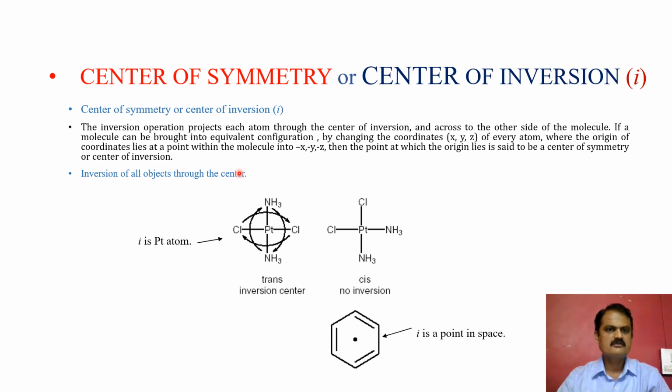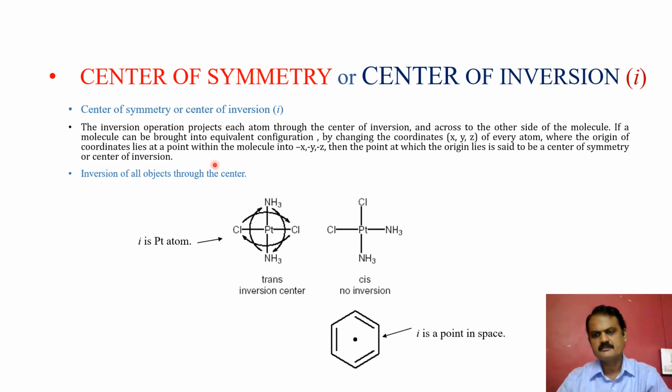The inversion operation projects each atom through the center of inversion and across to the other side of the molecule. If a molecule can be brought into an equivalent configuration by changing the coordinates x, y and z of each and every atom, where the origin of the coordinates lies at a point within the molecule, into minus x, minus y, minus z, then the point at which the origin lies is called the center of symmetry or the center of inversion.